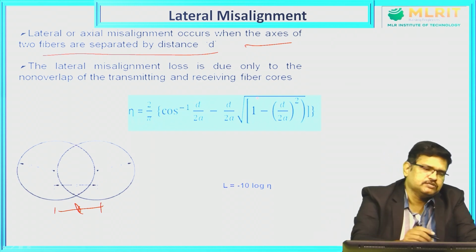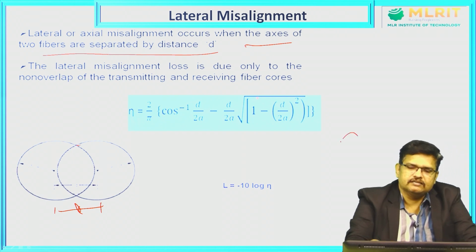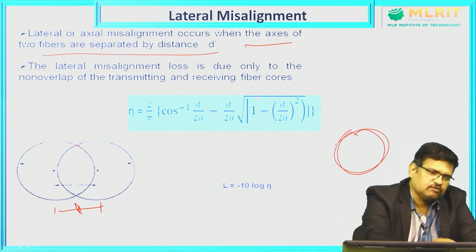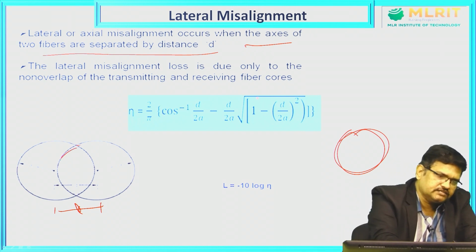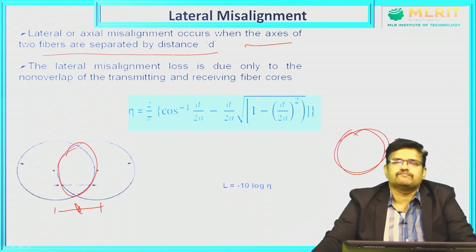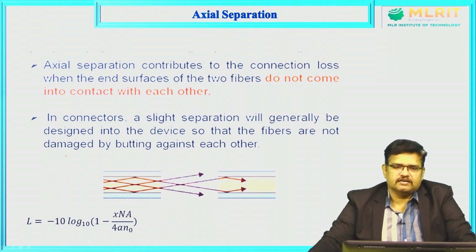So, if you observe here, when the fiber is perfectly matched, then both the circles overlap perfectly. If you observe this overlapping, this is nothing but the misalignment area. Here only we are experiencing the fiber loss. Next one, axial separation. This is another important loss in the fiber to fiber connection.